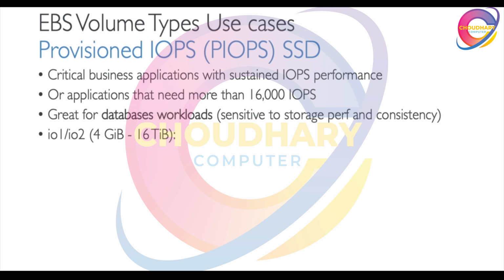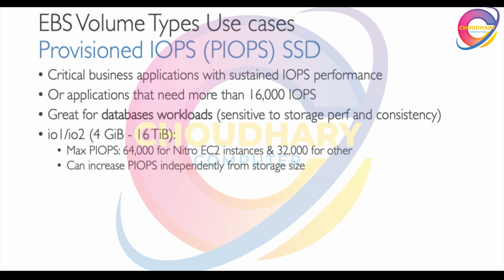So if we consider IO1 and IO2, IO2 is the newer generation, they can be between 4 and 16 terabytes. The max IOPS you're going to get is 60,000 IOPS for Nitro EC2 instances. So remember, Nitro EC2 instances give you access to a higher level of IOPS. And if you don't have a Nitro EC2 instance, then you're going to get 32,000 IOPS maximum. And with IO1 and IO2, you can increase the provision IOPS independently from the storage size, just like GP3.